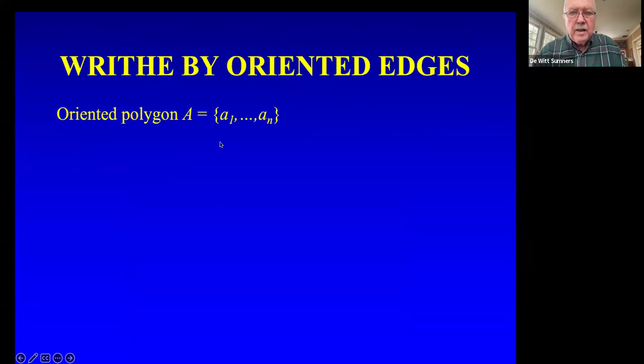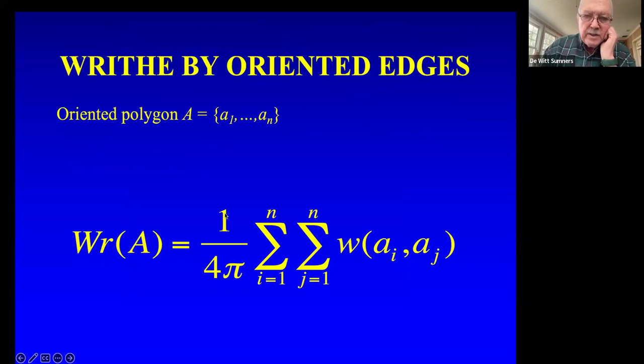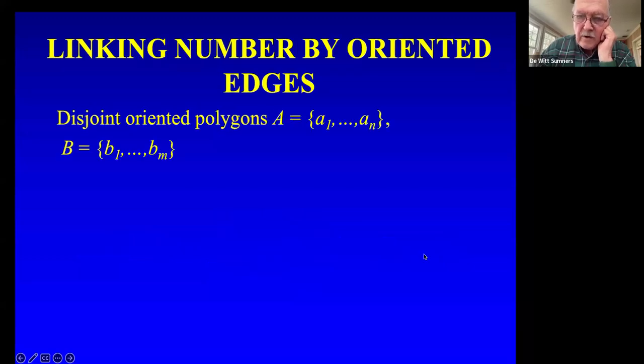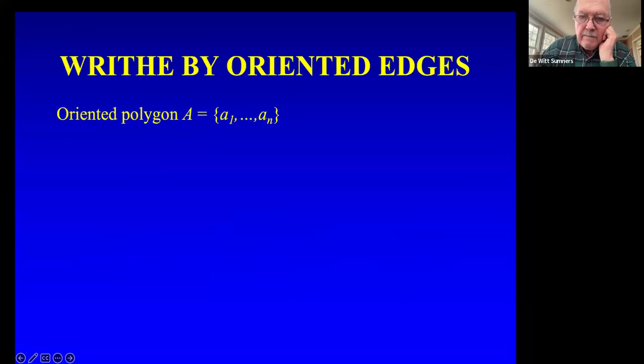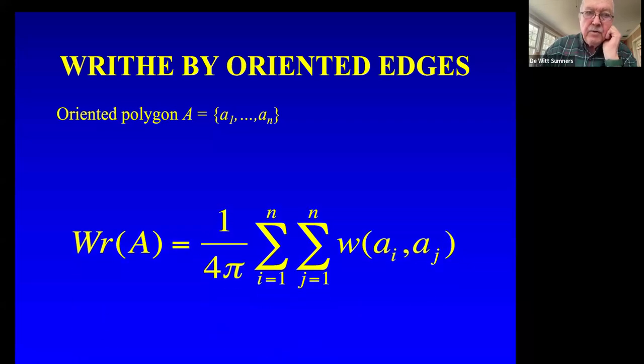Suppose you've got an oriented polygon with edges A_1 to A_N. The writhe is you divide by the area of the unit 2-sphere. You add up all these writhes, you have A_I versus A_J for all I and J. And that gives you the writhe of an oriented polygon.